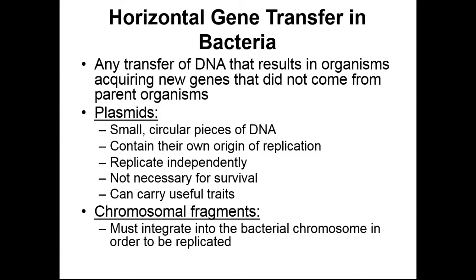Other times, instead of transferring a plasmid from organism A to organism B, we could transfer a chunk of the chromosome. Sometimes we can just slice out a piece of the bacterial chromosome and then send it to another cell and insert it in that second bacterial cell's chromosome. That's a little bit more complicated. We'll talk about how that happens.